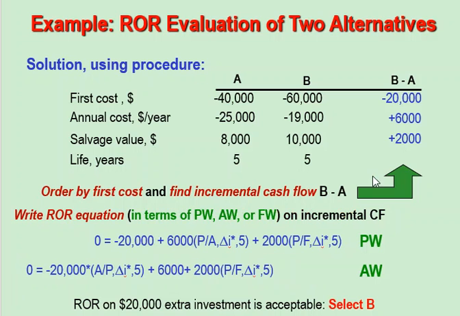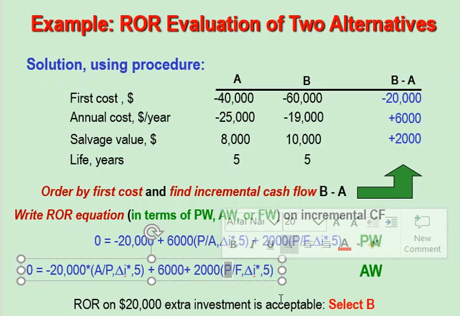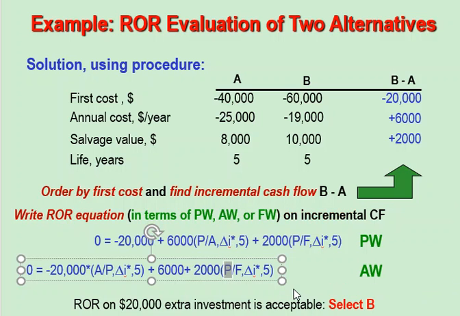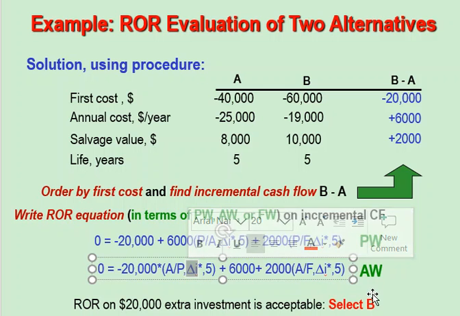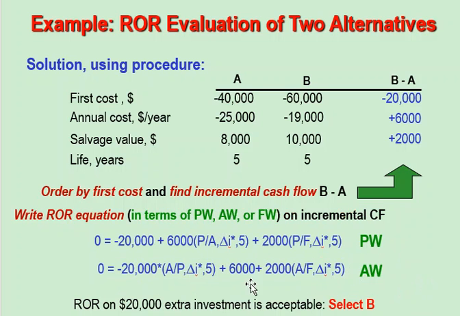Now, $2,000 is in the future, so I have to convert it from the future to A. And here we go. Now we have two ways to solve it: I can solve it using PW, I can solve it using AW, and the same thing with FW. Very similar. Now, how do we get delta I? As I said, we explained it in other chapters, but here I'm going to remind you about it.